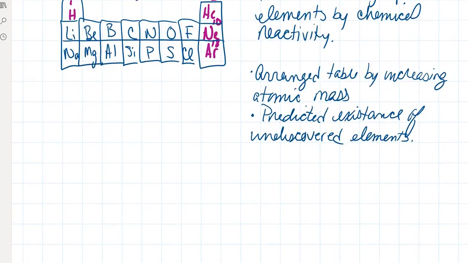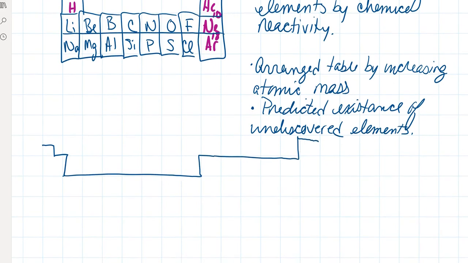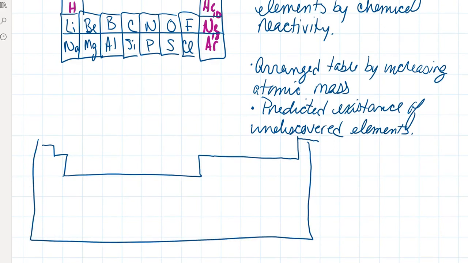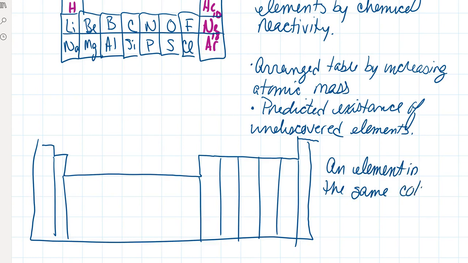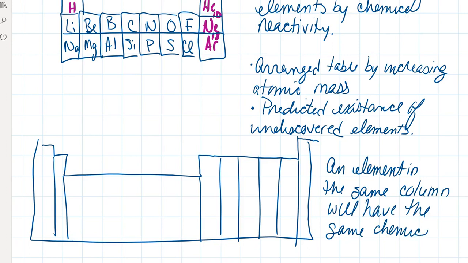And so in this case, when we take a look at the periodic table, we're not going to go perfect with it, but it'll be close. And this comes all the way across here. There are these regions in the periodic table. And he said every time an element is in the same column, it will have the same chemical reactivity as the other elements in the column.